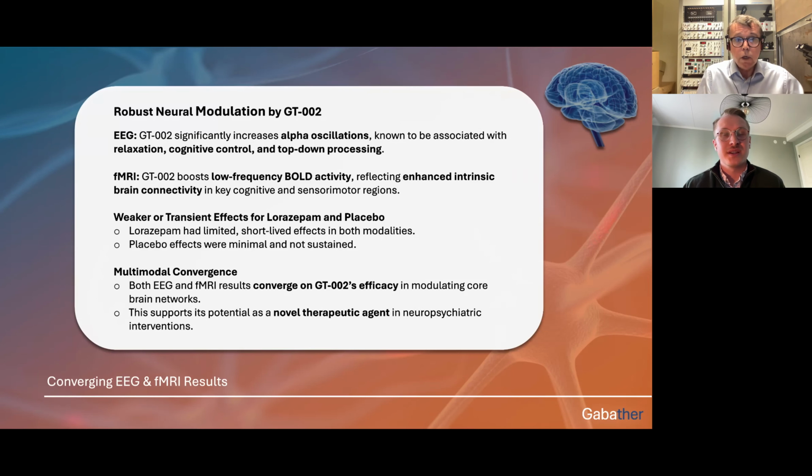Which is exactly what you expect. If you give somebody a placebo, hopefully nothing happens. If you give somebody a drug that you want to affect the brain, of course you expect something to happen, and in the right direction. The last thing you want to do is suppress an activity when you have a pathology and want to improve the activity in that brain area. The last thing you want, and you don't know, it's an experiment, is to depress it. And this has not happened with GT002 at all.